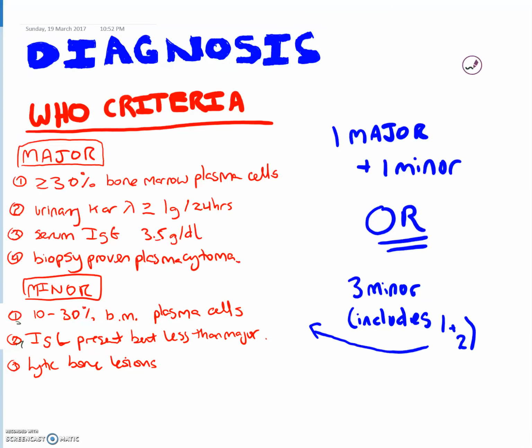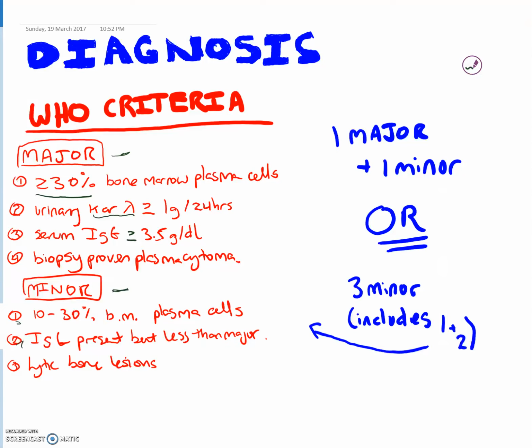There are major criteria and there are minor criteria. The major criteria just says that there must be 30% or more bone marrow plasma cells, which is the B cells, urinary kappa or lambda chains, which is the antibodies, more than 1 gram in 24 hours, serum IgG, which is what the B cell overproduces, greater or equal to 3.5 grams per deciliter, and a biopsy-proven plasmacytoma.